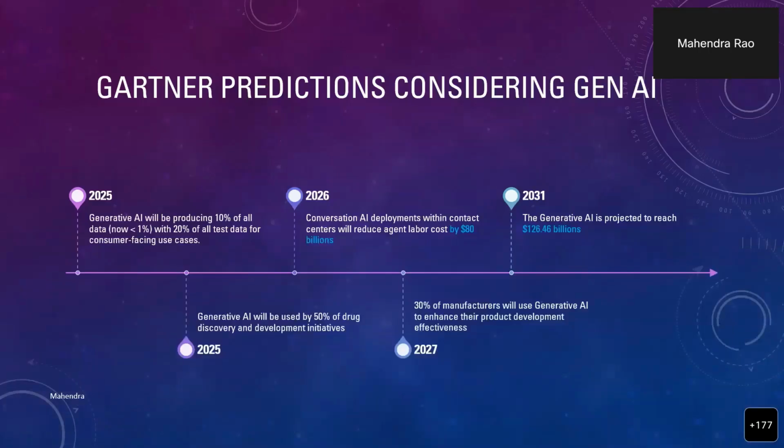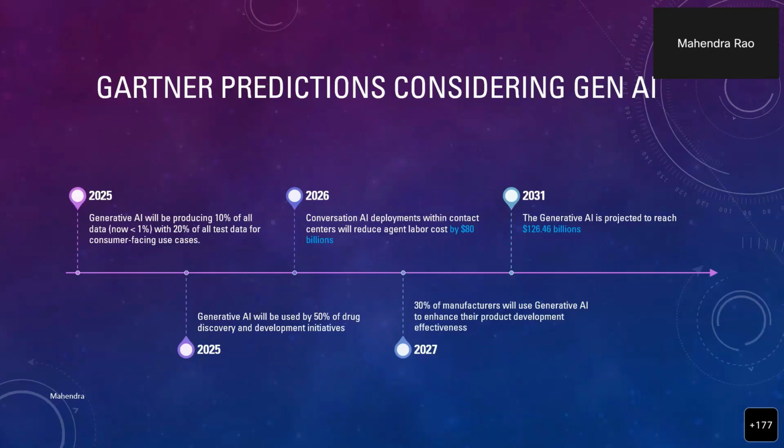Okay. So these are the predictions for generative AI from 2020. By 2025, we'll be producing 10% of data. Right now, it is less than 1%. So whatever ChatGPT or bots or IBM Watson Code are providing, the test data is still less. There is so much data that we still need to train the model with. And by 2025, it will generate 50% of drug discovery and development initiatives. That's where we are heading, because at the end of the day, people's lives are very important.